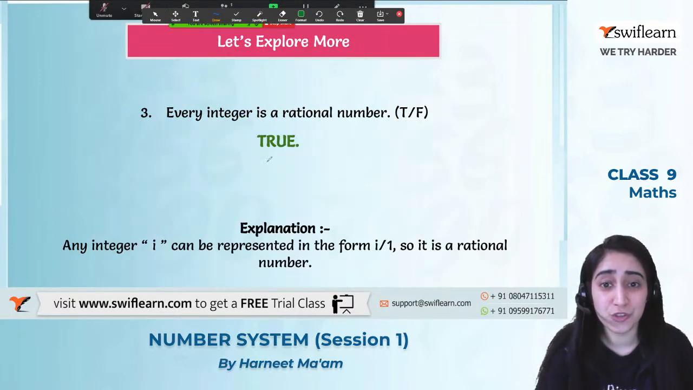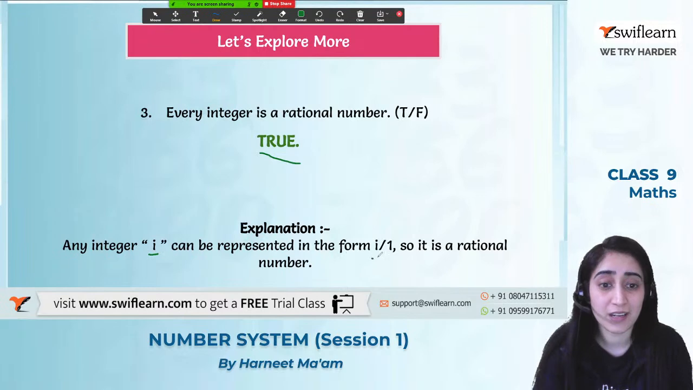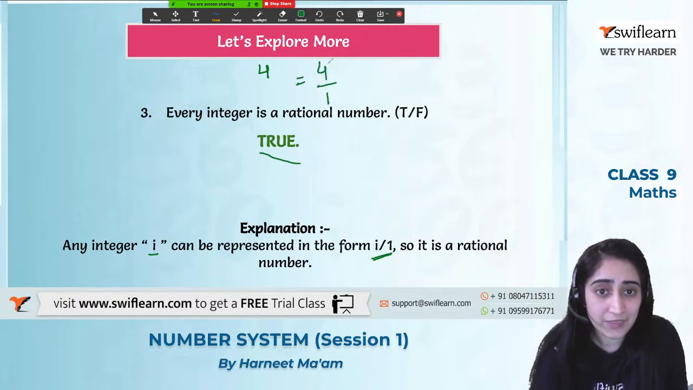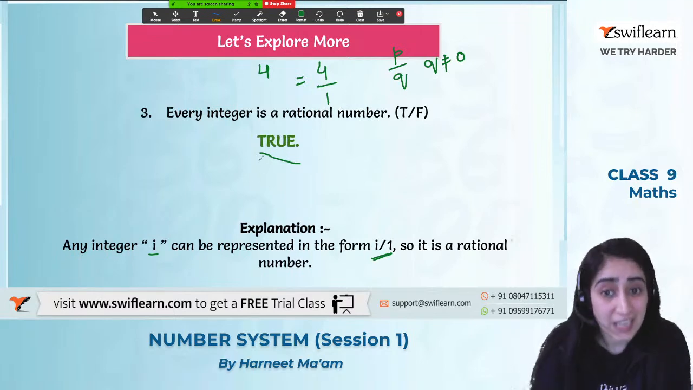Yes, the answer is true. Yes, they are, because the integer, that is I, can be represented in the form of I by 1. So if I say the integer is 4, can I write this as 4 by 1? This is the same. And a rational number says it should be in the form of P by Q, where Q should not be equal to 0. So we have 1, it's not equal to 0. So yes, every integer is a rational number.